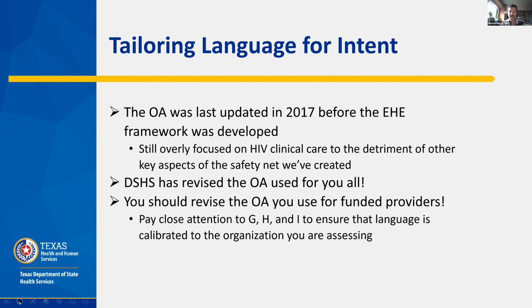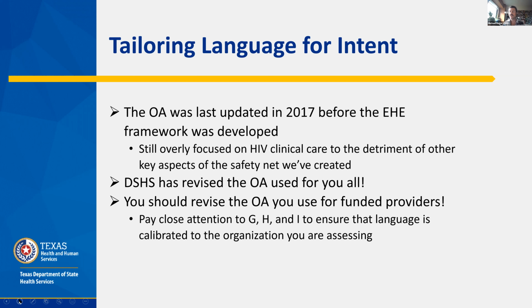So DISHIS has revised the OA for you all, and it's incumbent on us to revise the OA in ways that make it relevant and poignant for the services provided in our service systems. And this isn't to say that you should take your red pen and go at it alone, but you should involve your stakeholders, including DISHIS, including consultants like me, in what this means. And of course, we would want you to pay very close attention to domains G, H, and I to ensure that language is calibrated to the organization that you're assessing.